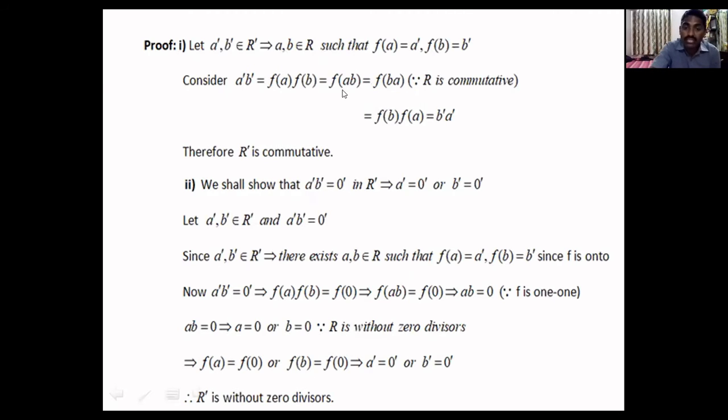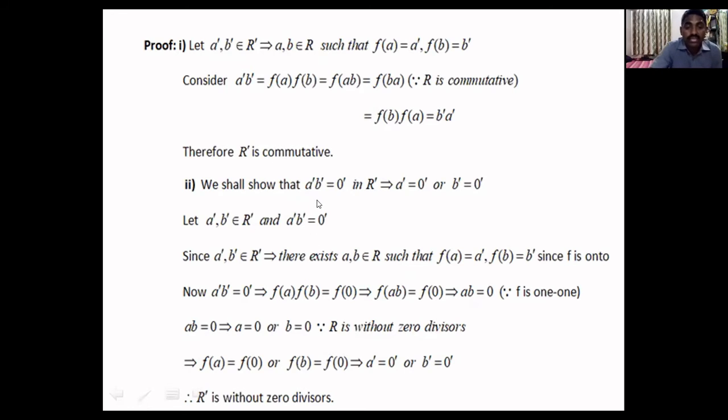We know that R is a commutative ring and a, b belongs to R. Therefore ab is equal to ba. Therefore f of ab is equal to f of ba. And again f is a homomorphism, so f of ba can be written as f of b into f of a. By definition, f of b is b dash, f of a is a dash. Thus a dash b dash is equal to b dash a dash. It means R dash is also a commutative ring. Therefore if R is commutative, then R dash is also commutative.